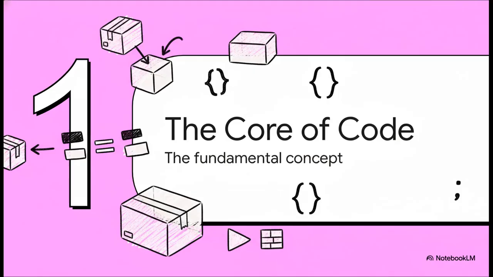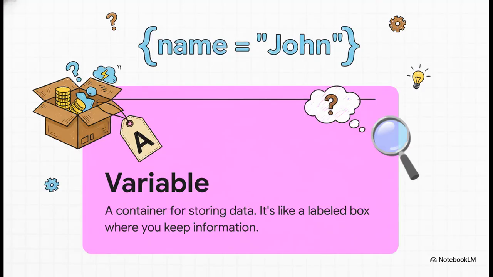First things first, what in the world is a variable? Honestly, it's that simple. Just picture a box. A variable is just a container, like a labeled box that you can put stuff in. You give that box a name, a label, and then you put some information inside it. So right here, we've got a box we labeled name, and inside we've stored the text John. That's it. Python just remembers what's in the box for us so we can use it later.